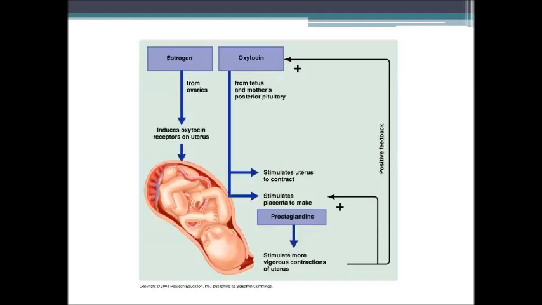A good example of a positive feedback mechanism in animals is the onset of childbirth. A series of strong rhythmic uterine contractions will bring about the birth. Estrogens induce the oxytocin receptors in the uterus. The oxytocin will then stimulate the uterus to contract and stimulate the placenta to make prostaglandins. Prostaglandins stimulate more contractions of the uterus and cause more oxytocin to be produced, which amplifies the contractions, thereby, in the end, forcing the fetus out of the uterus and through the vagina.